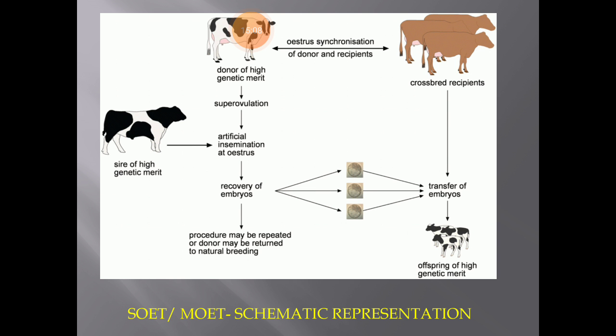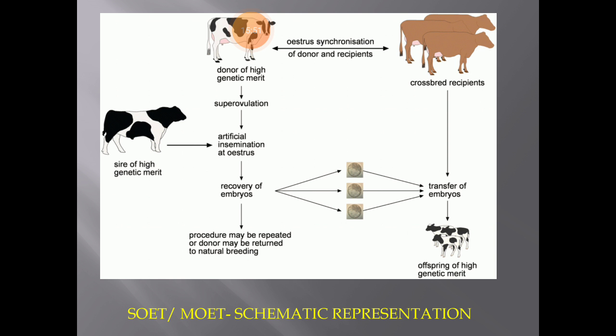Then you have a cow here, which is the donor cow, which has high genetic merit like the sire or the bull. And this donor of high genetic merit is made to undergo superovulation. She is made to produce 8 to 10 ova by the exogenous administration of hormones. And then you can collect semen from this bull, and you can conduct artificial insemination, what I have taught you a few minutes before. You can conduct artificial insemination when the cow is in estrus.